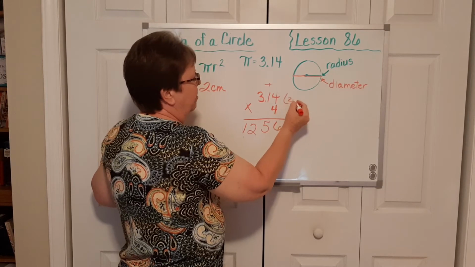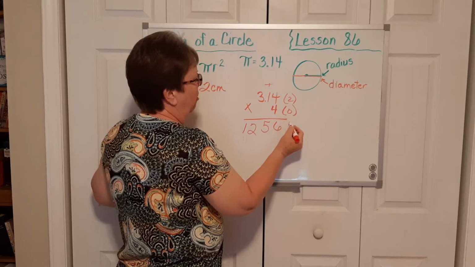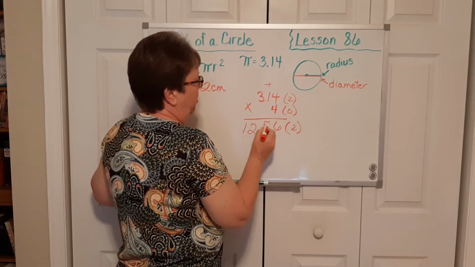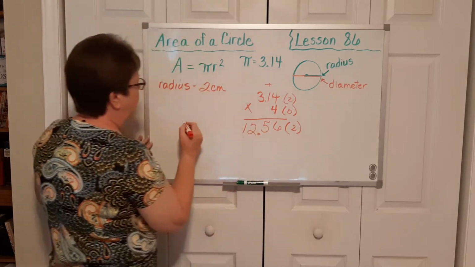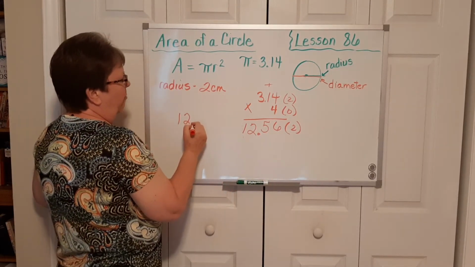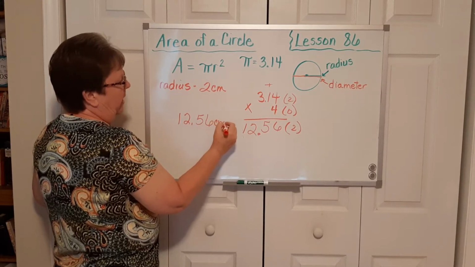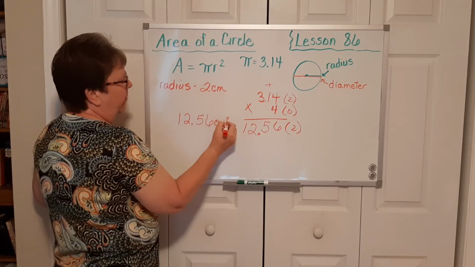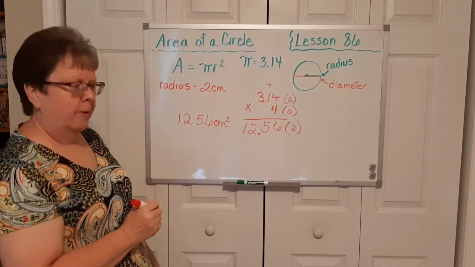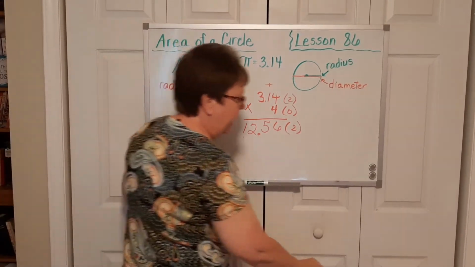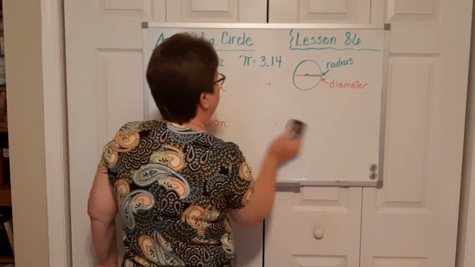Again, you have two decimal places here, none here, for a total of 2. So here's how you'd write your answer: 12.56 centimeters, and because it's area, you put squared. All right, that's when you know the radius.